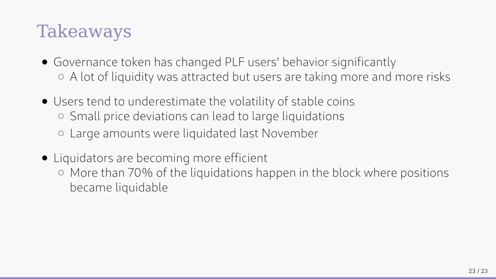So finally, a few takeaways here. We saw that the governance token has changed PLF users' behavior significantly. It attracted a lot of liquidity, but also many users started taking more and more risk. We also saw that users tend to underestimate the volatility of stablecoins and to take too risky positions, which results in the fact that very small price deviations can lead to very large liquidations. And this was indeed the cause of a very large liquidation last November.